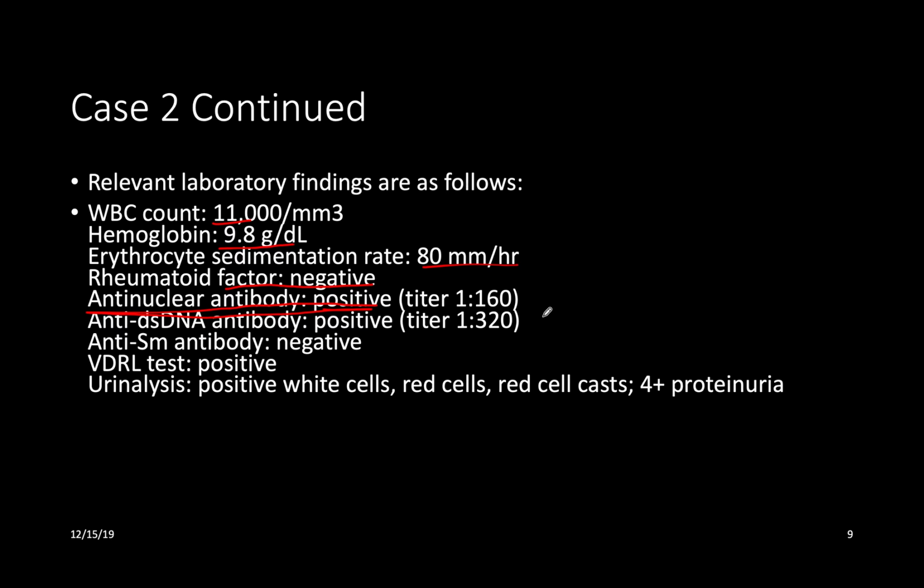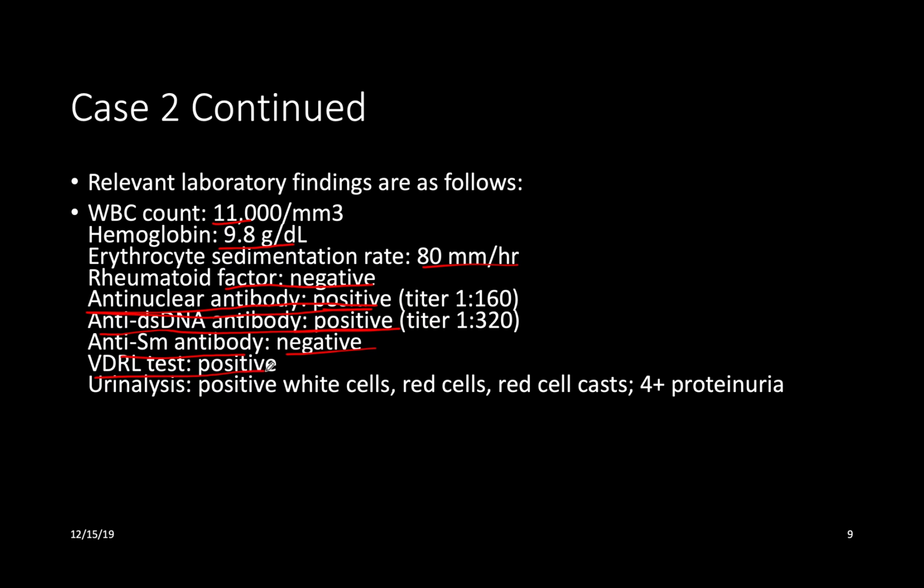Excellent. Yes, exactly. So we always look for this, but it doesn't really narrow our differential too much if we already know it's autoimmune. However, anti-double-stranded antibody is very helpful and is definitely going to point us in the right direction. Anti-Smith antibody happens to be negative.